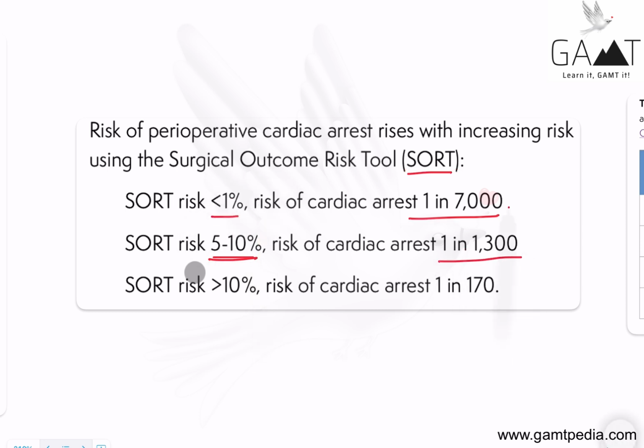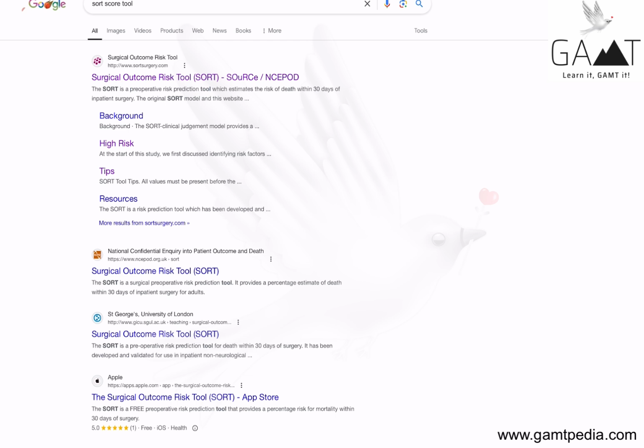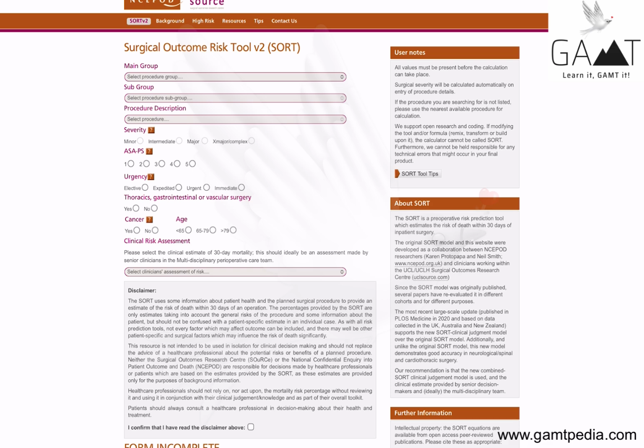It goes up dramatically, right? And then if the SORT risk is more than 10%, the risk of cardiac arrest is 1 in 170. There's a massive jump. The ASA grading and the SORT score are very useful too. As we already saw, the ASA 3, 4, 5 obviously has a high risk of cardiac arrest. SORT score is an online tool, surgical outcome risk tool. So this is how it looks.